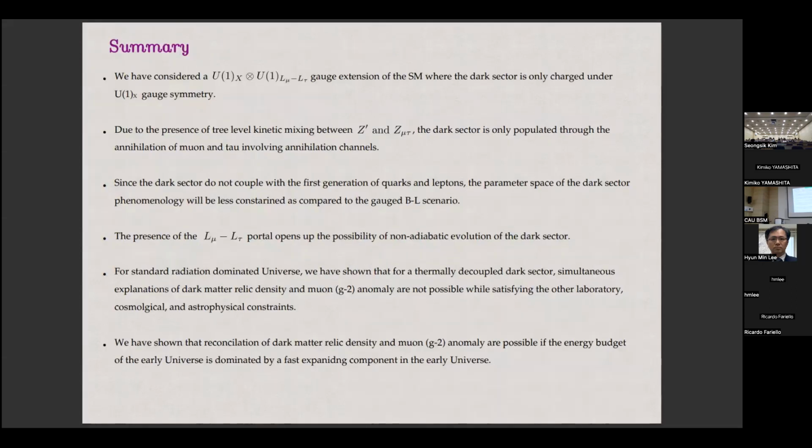The U(1) L mu minus L tau times U(1)_X is a well-motivated gauge extension of the standard model in the context of the muon anomalous magnetic moment and neutrino mixing. We find that since the L mu minus L tau portal is not coupled with the first generation of leptons and the quarks, it is less constrained. Finally, we showed that for a modified cosmological scenario, it is possible to satisfy the muon g minus 2 anomaly and the relic density constraint if we consider a fast expanding universe in the early universe. So thank you.